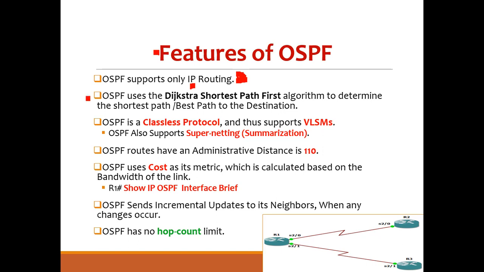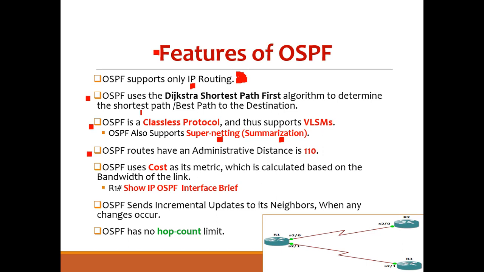OSPF uses the Dijkstra shortest path algorithm. Like RIP uses Bellman-Ford and EIGRP uses the DUAL algorithm, the diffusing update algorithm, OSPF uses the Dijkstra shortest path algorithm to determine the best path, or shortest path, to reach the destination. OSPF is a classless protocol and also supports VLSM. It also supports supernetting, or you can say summarization.